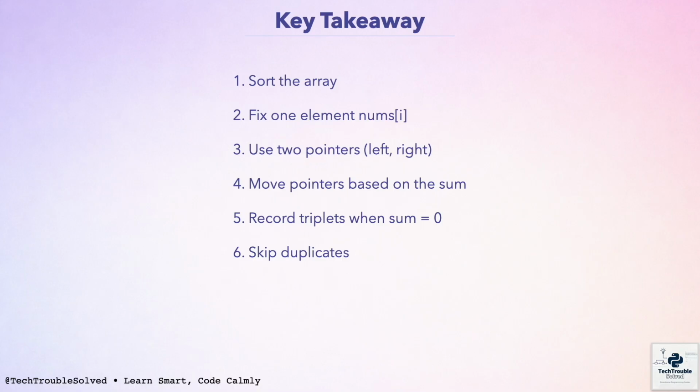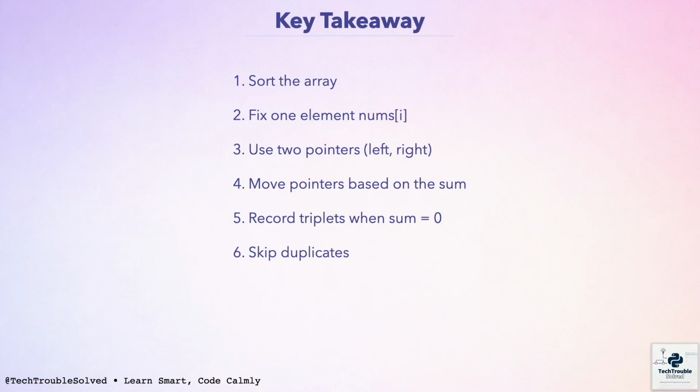Then we use two pointers, left and right, to search for the remaining two numbers that complete the triplet. Depending on the sum we calculate, we move the pointers accordingly. If the sum is too small, we move the left pointer forward. If the sum is too large, we move the right pointer backward. Whenever the sum equals 0, we record that triplet as a valid solution. And finally, we skip duplicate values to make sure we do not produce repeated triplets.